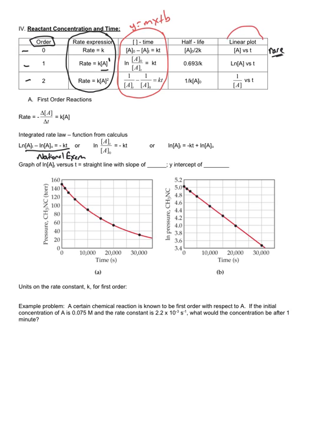The linear plot, as we already talked about, depends on which graph is the linear one. If it's the concentration versus time graph, it's zeroth order. If it's ln, it's first. If it's the inverse, it's second order.